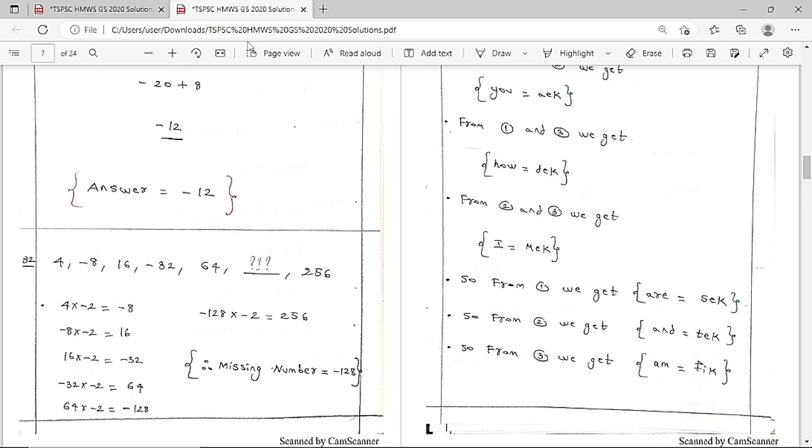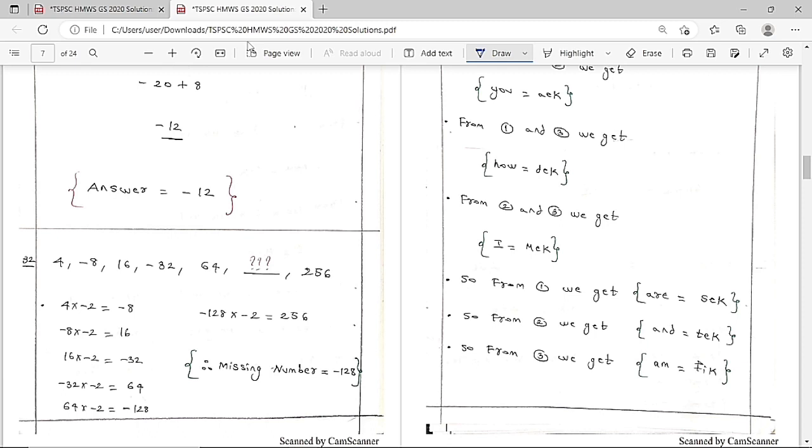Suppose for this 4, if I multiply by minus 2, then I get minus 8. For minus 8, if I multiply by minus 2, then I get 16. For 16, if I multiply by minus 2, then I get minus 32. For minus 32, multiplying by minus 2 gives 64. For 64, multiplying by minus 2 gives minus 128. For minus 128, multiplying by minus 2 gives 256. So basically, in this question, for each and every number, if you multiply by minus 2, then you get the next number.